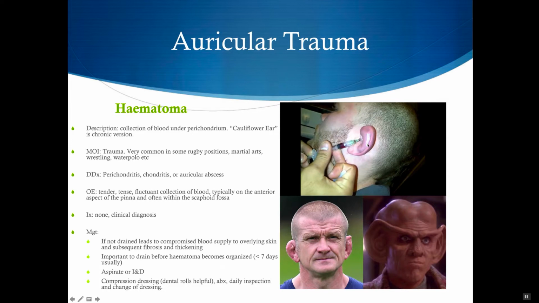And then you want to have compression. You can use dental rolls, paper clips, and you can actually even suture. So you can take 2 rolls of gauze on either side and suture them through the ear together, and then remove them after 7 days to allow for continued compression to prevent cauliflower ear.